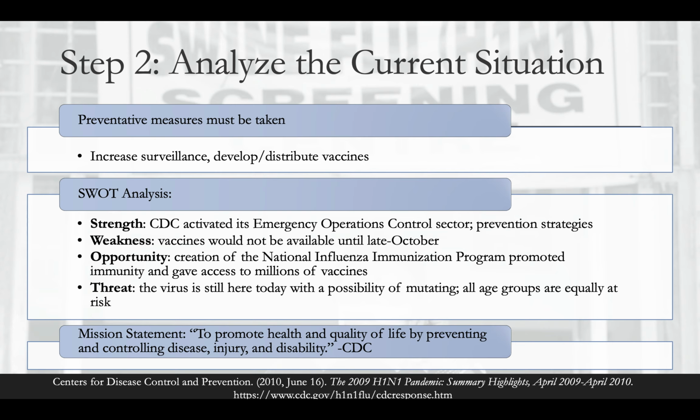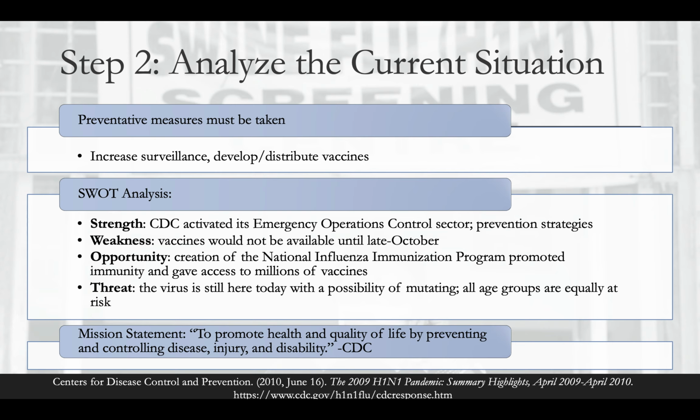As for a SWOT analysis, one strength of the CDC was that it was able to quickly activate its Emergency Operations Control Sector to help implement prevention strategies to help combat this viral disease. One weakness, however, that would limit this would be that vaccines are not available until late October.